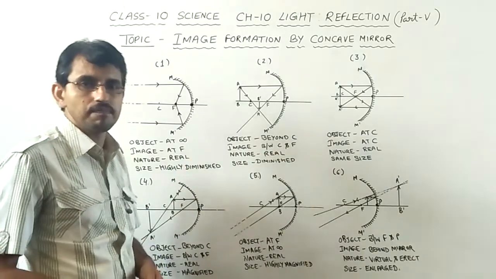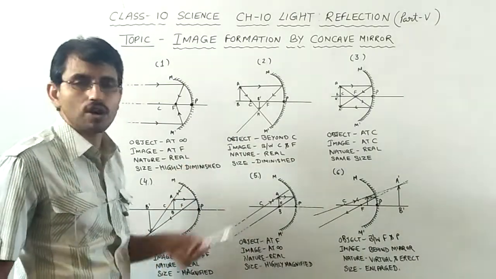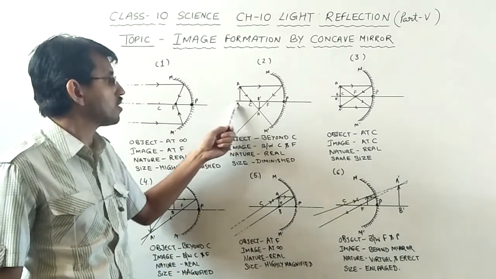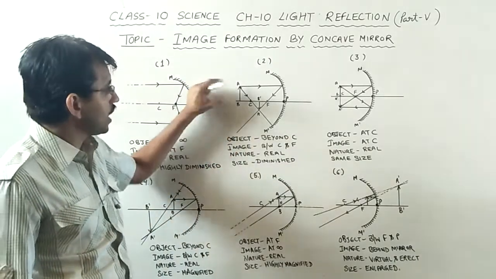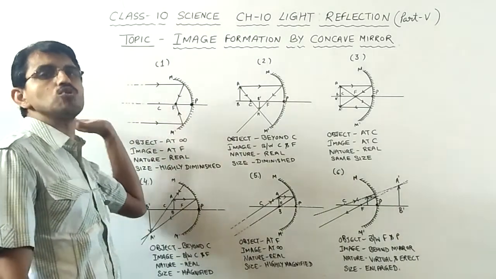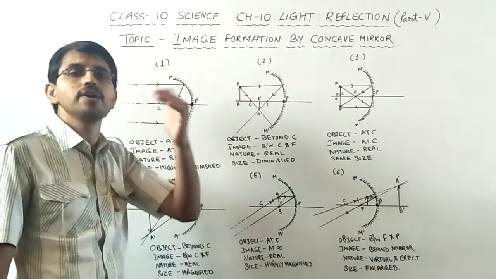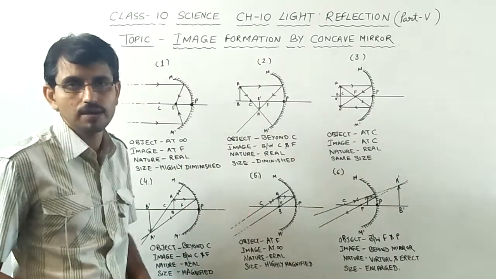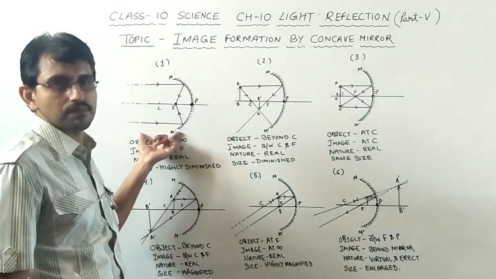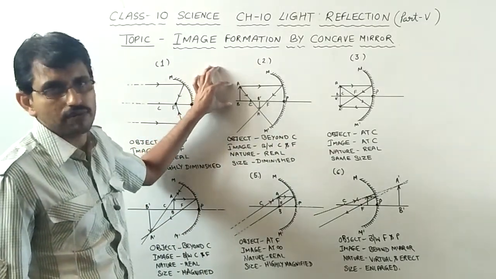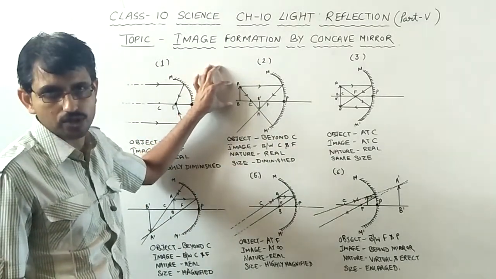Now next is the position of object beyond C. When the object is placed beyond C, that is beyond the center of curvature, this AB is the object. Here we have not shown the object because the object is too far away from the mirror, that is at infinity position. For example, the sun. If you want to focus the image of the sun, then use this. So in this case we have shown AB. AB is the object which is placed beyond the center of curvature.